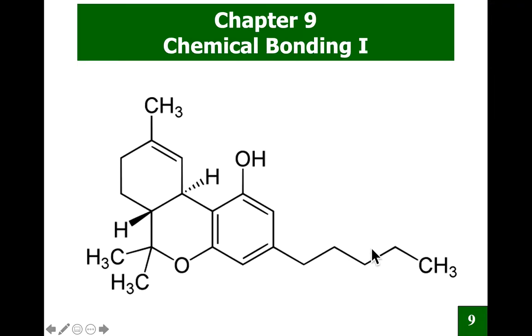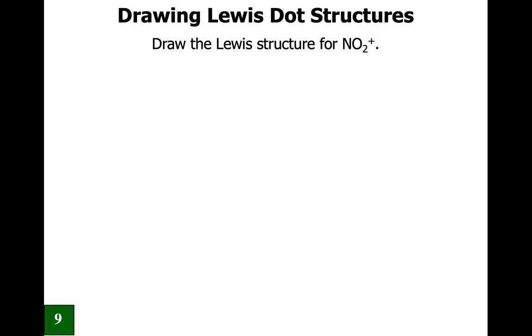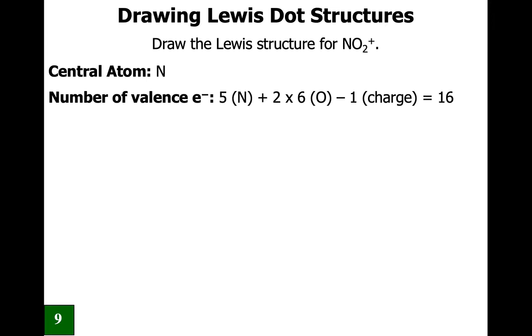All right, now we'll talk about simple chemical bonding, and let's first talk about Lewis structures. So you could be asked something like this: draw the Lewis structure for NO2+. So that's a central nitrogen atom, and we need to figure out how many valence electrons it has. Nitrogen has 5 valence electrons. Each oxygen has 6, so 2 times 6.